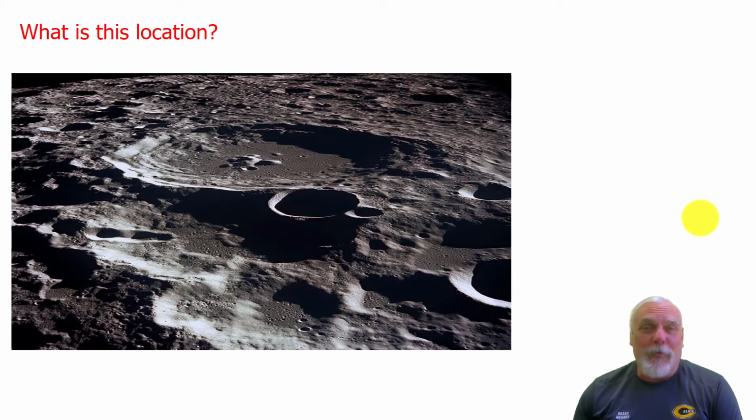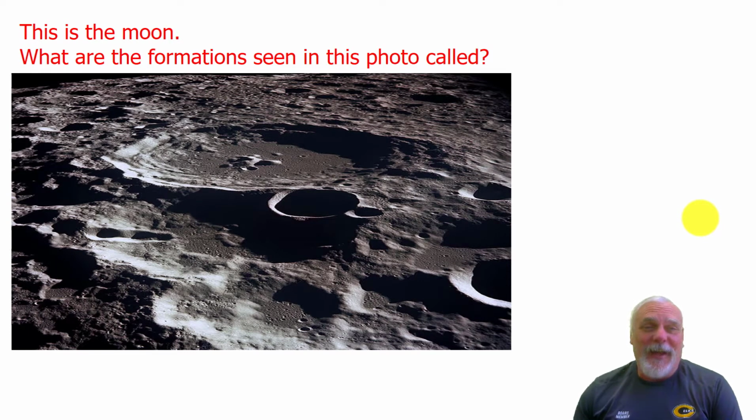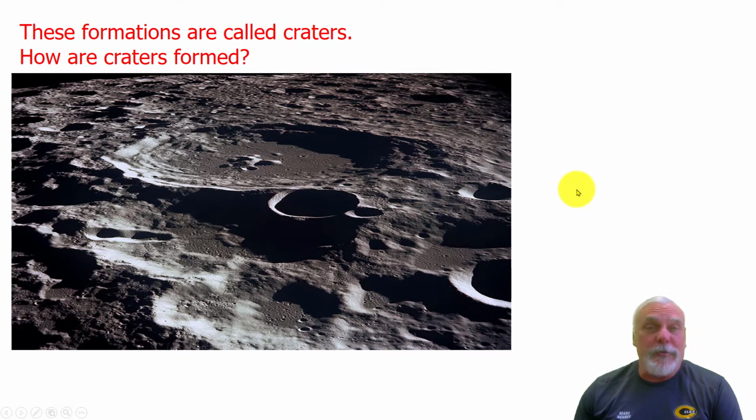Let's take a look at this picture. What is this location? Where do you think this is? Yeah, that's right. This is the moon. And these moon formations that kind of give it away, what are these formations called? That's right. They're called craters. Craters, how are craters formed?